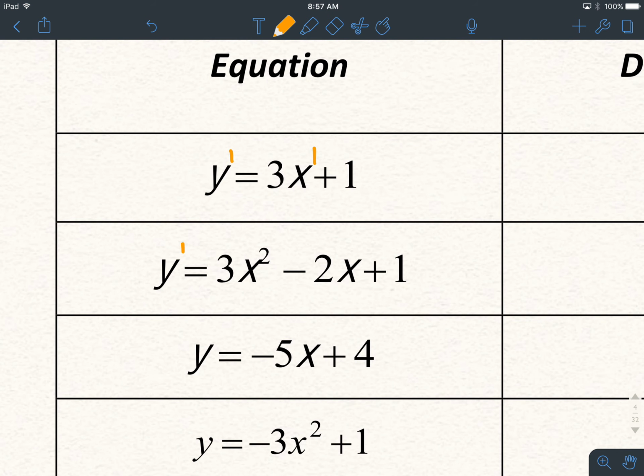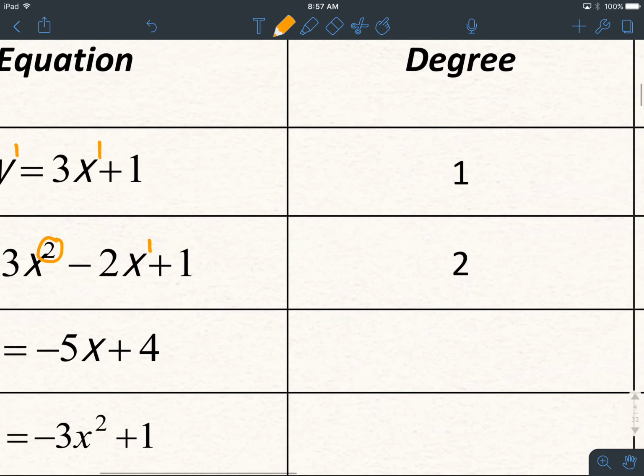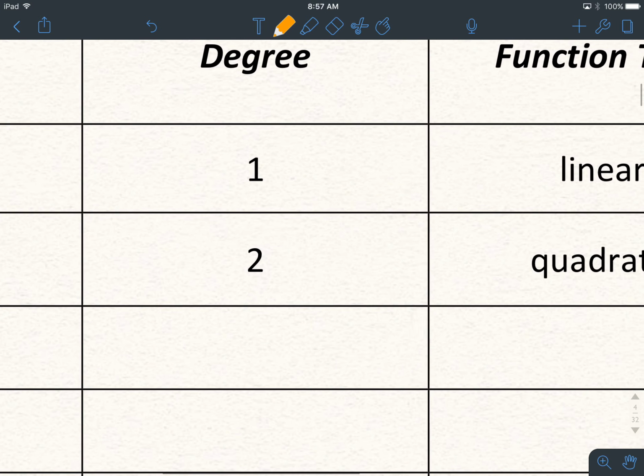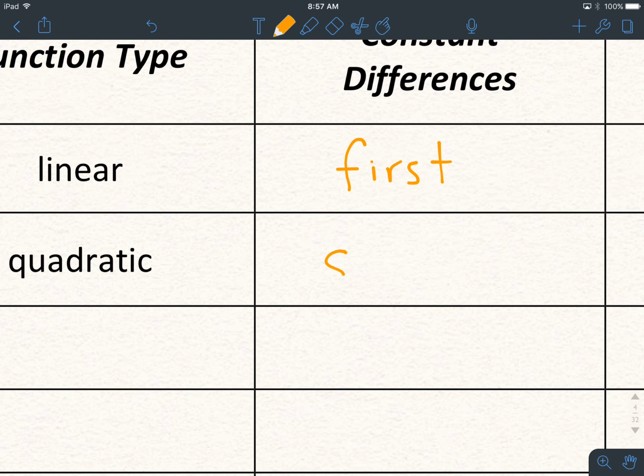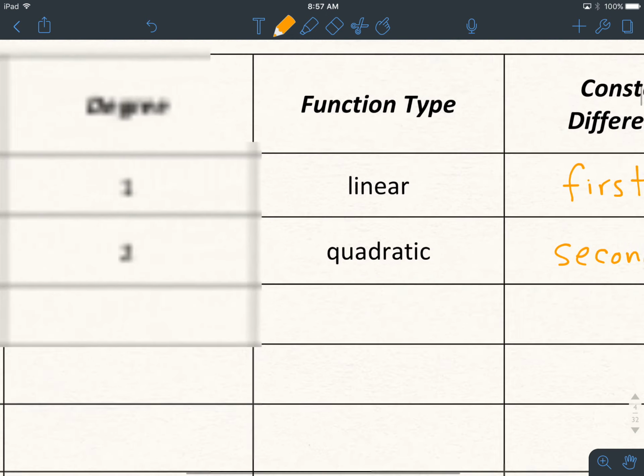So again, we've got a 1 here and a 1 here, and we also have a 2. So that's the highest exponent on any of the variables. That makes this a degree 2 function. We call that a quadratic, and it has constant second differences. And again, we're going to skip the sketch.